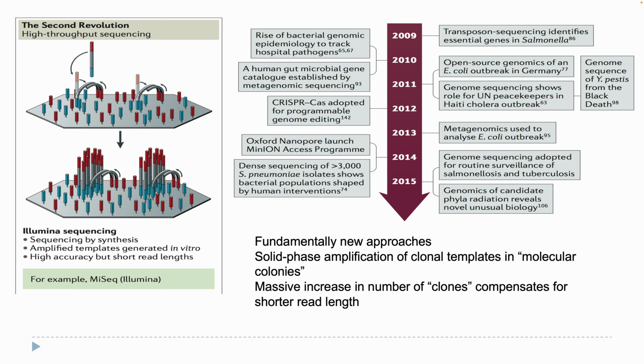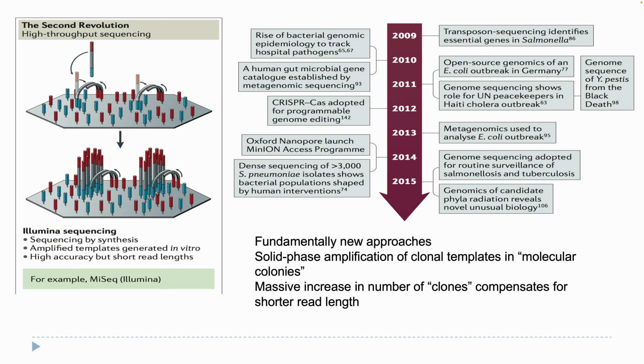And this gave us all of these new approaches. So we started to be able to sequence outbreaks much more freely. We could get into ancient DNA. We could look at thousands of isolates and start to see huge new aspects of biology that we hadn't seen before.